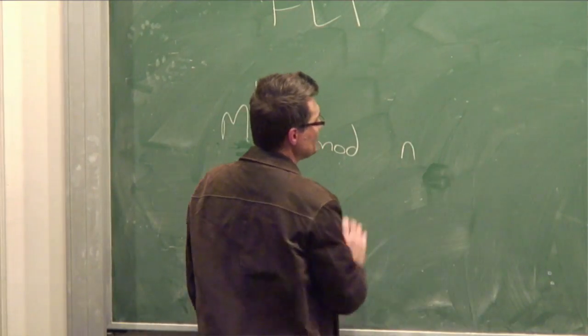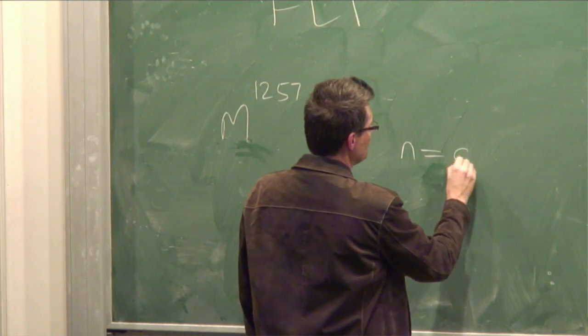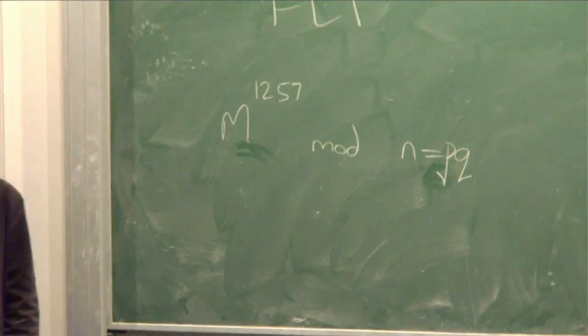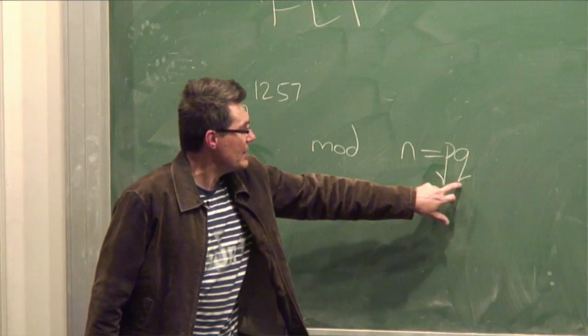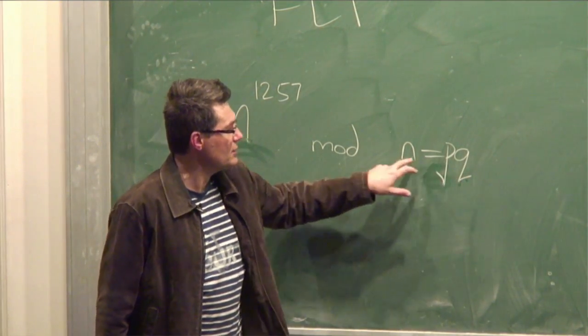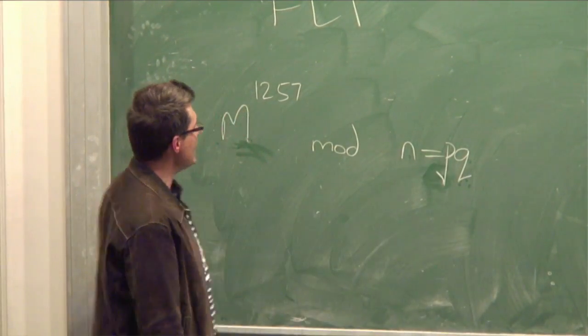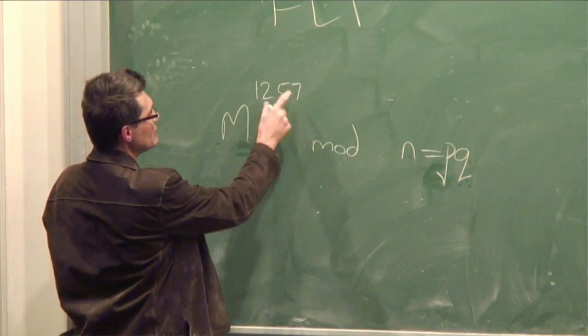And I'm going to generate n in a special way. My n is going to be just two primes multiplied together, p times q. And we looked at that the other day, didn't we? Knowing n, it's hard to find p and q. But knowing p and q, it's easy to work out n. So we're going to pick two primes that are reasonably big, multiply them together, and that's going to give us n. I'm going to calculate our message by raising it to a power and modding it by n.